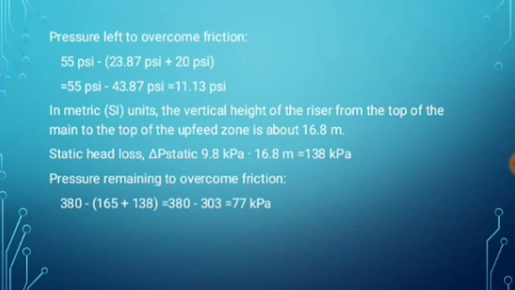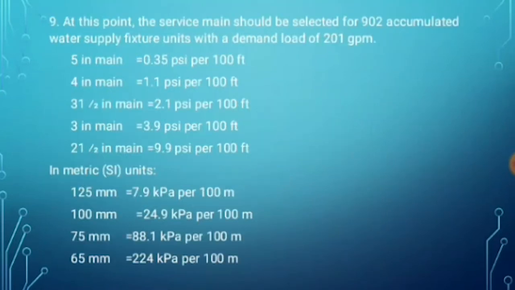This is the given. In metric units, the vertical height of the riser from the top of the main to the top of the upfeed zone is about 16.8 meters. Static head loss, change in pressure static, is 9.8 kilopascal times 16.8 meters, equals 165 kilopascal. Pressure loss remaining to overcome the friction: 380 minus the quantity 165 plus 138 equals 380 minus 303 equals 77 kilopascal.